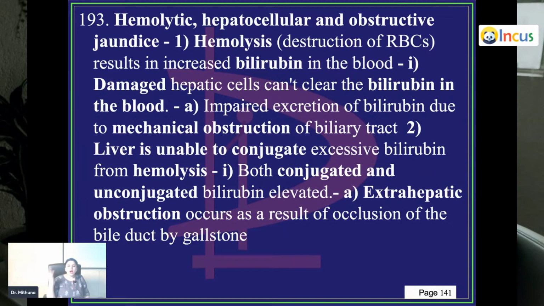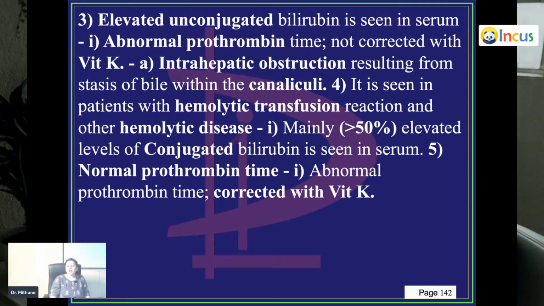Whenever there is obstruction outside the liver, it occurs due to occlusion of the bile duct by the gallstones. So if you have any kind of gallstones forming in the cystic duct, that can cause obstruction of the cystic duct, and all that bile which is there in the gallbladder cannot come out. So इसमें क्या होता है? You have more unconjugated. So you have elevated unconjugated bilirubin in obstructive jaundice. And what happens is abnormal prothrombin time.